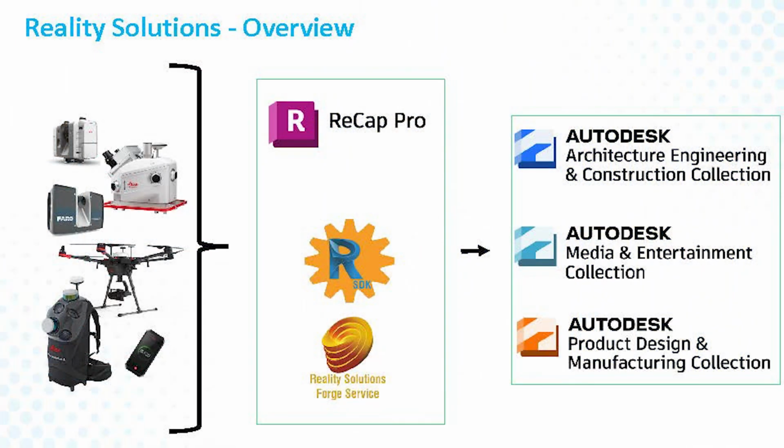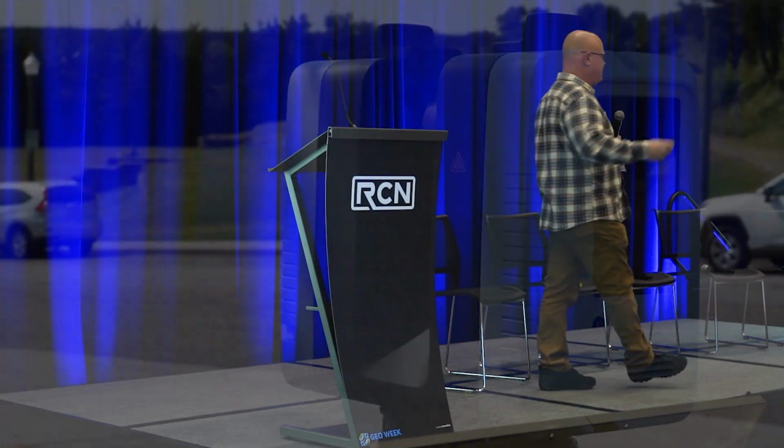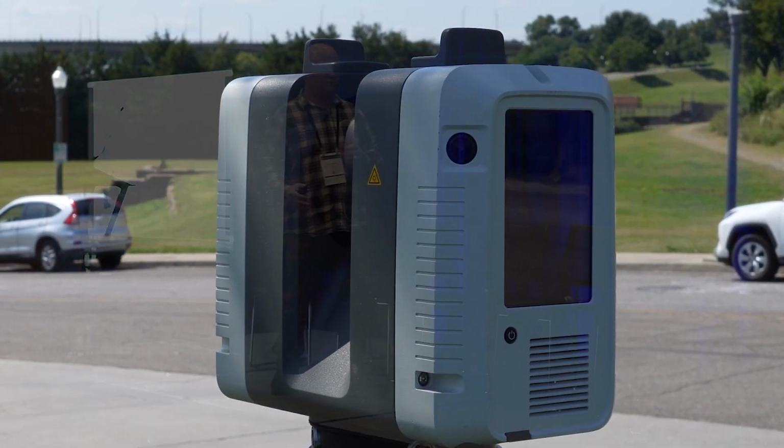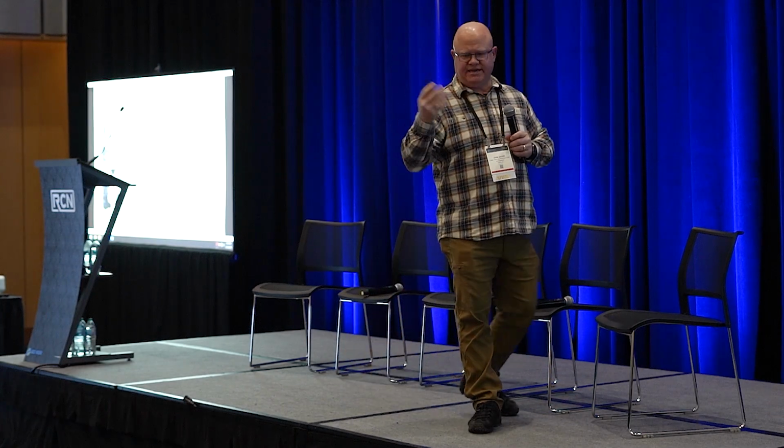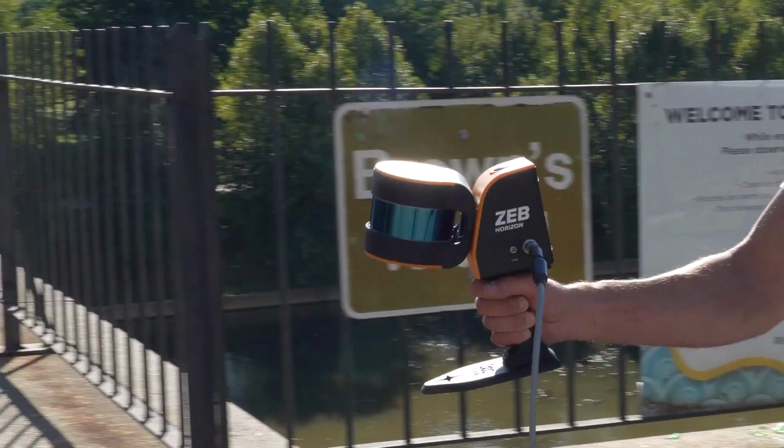So our reality solutions overview. Obviously, we start off with scanning, our scanners, any way that you can collect reality capture data. All right, so whether it be a terrestrial scanner, whether it be a scanner that's up on top of a car, whether you've got it on your back, whether you're holding it in your hand.